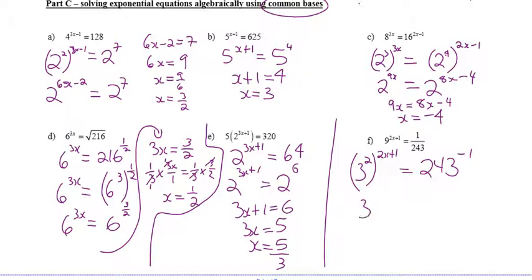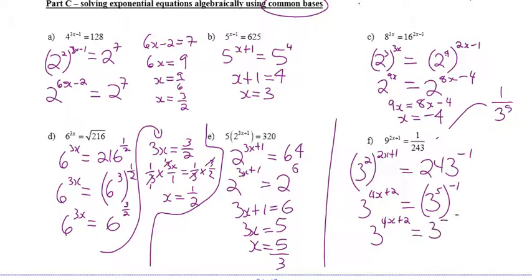So here we get 3 to the 4x plus 2 is equal to 3 to the 5th to the negative 1. All right? So we've taken this fraction, and we also could have written it as 1 over 3 to the 5th, which we would then write as 3 to the negative 5. So what we're aiming for here is I need this to be 3 to the negative 5.